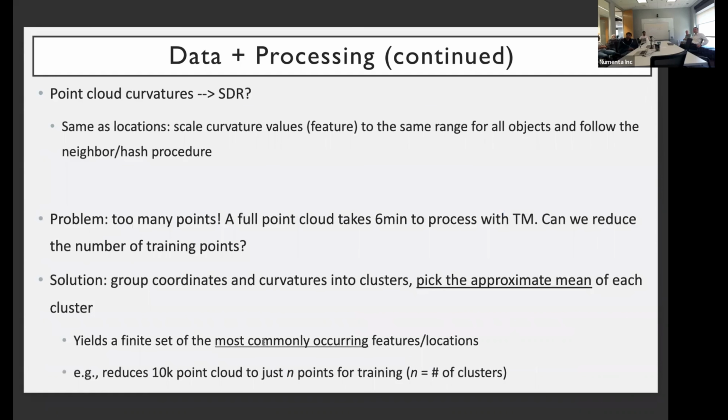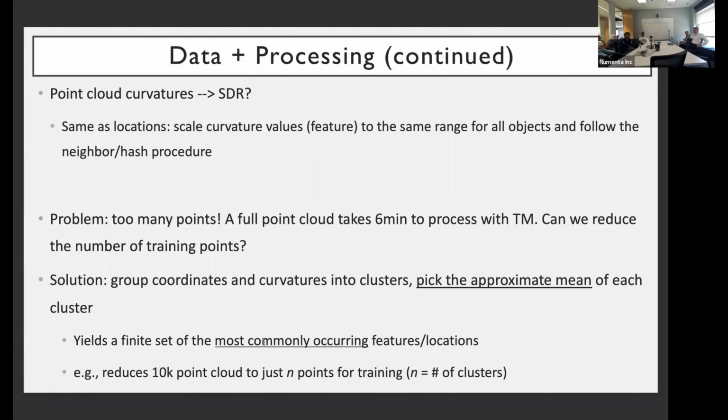You can do the exact same thing for curvatures. You would just scale all your curvature values to some same range, and you would follow the same neighborhood calculation and hashing procedure. Sorry, so for the location, does that mean you're only storing local location? For the small cloud of points that you're hashing, you get some similarity, but not for slightly more distant points? Yes, you wouldn't get similarity for more distant points.